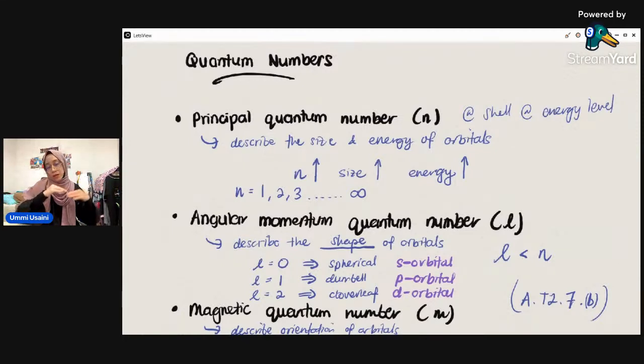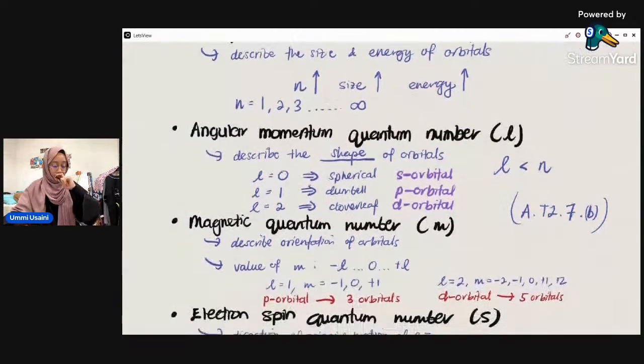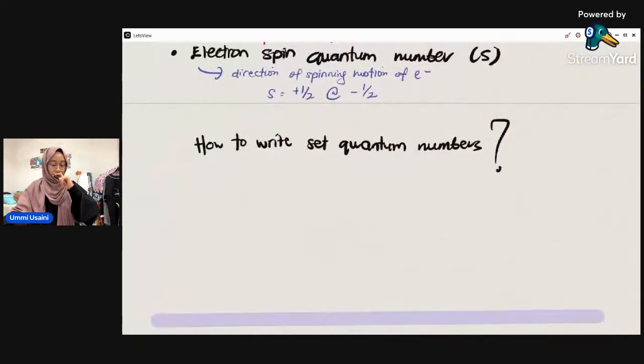It might be at 1s, it might be at 2s, 2p and so on. But at 2p, specifically where? Those are all the things we want to know. So, how to write a set of quantum numbers? We have to follow what we learned one by one.